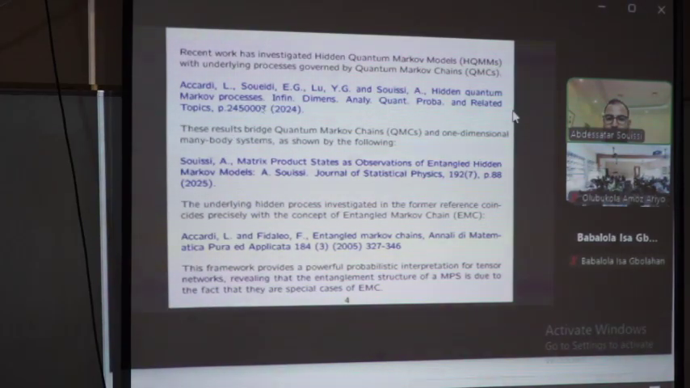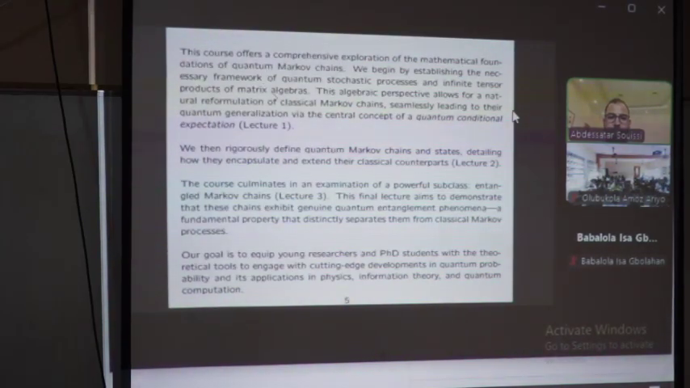In this course, I will try to give necessary tools for students to understand quantum chains, and also several applications and directions of research.